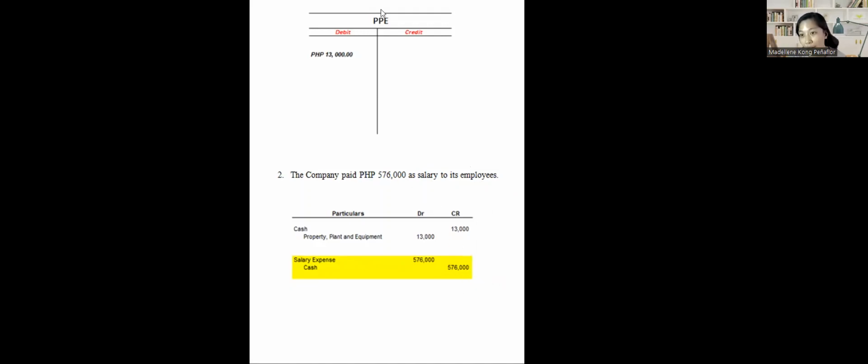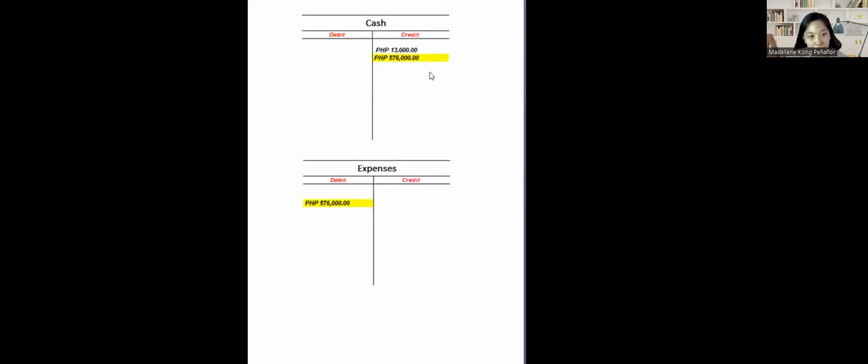So credit 576,000. So our T account will look like this one. I hope you can see it on your screen. You have cash, credit 576,000, and we will retain the 13,000 there. This is the ledger. And debit salaries expense 576,000. So this is how you do the T account, and the journal entry would look like this one.